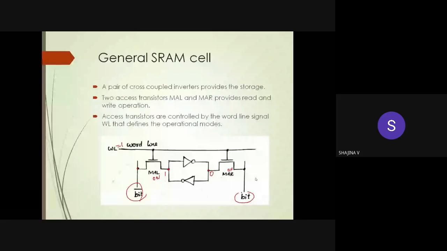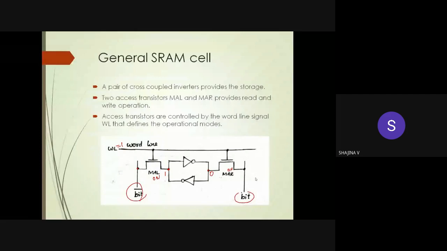We discussed the basic operation, that is the hold operation. This word line is connected to the gates of MAL and MAR. So if the word line equals 0, we can say that the transistors are turned off. That is, our cell is isolated and it holds the data. Whether the data is 0 or 1, it will hold the data.